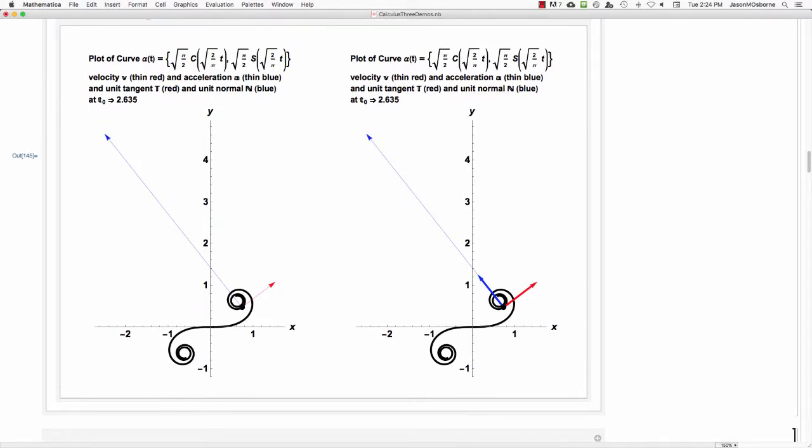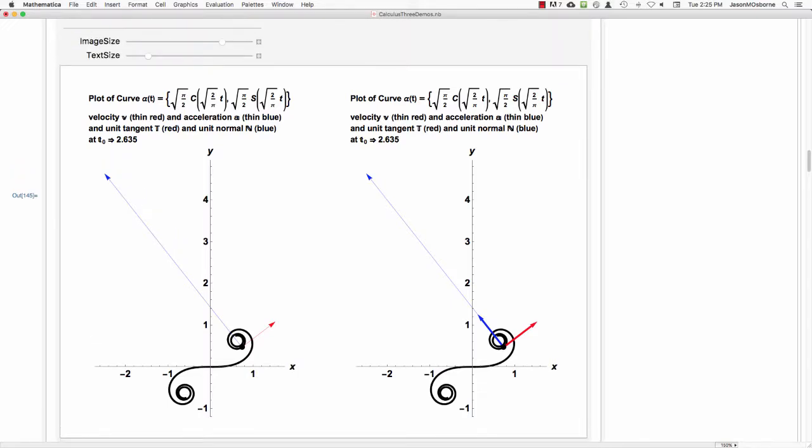See, as I move more along the curve, now I'm at this part of the curve, the acceleration vector is quite long. And you can see here that there's the normal vector. The acceleration, this vector, is always pointing only in the normal vector direction. The blue vector doesn't point any in the red tangent vector direction.